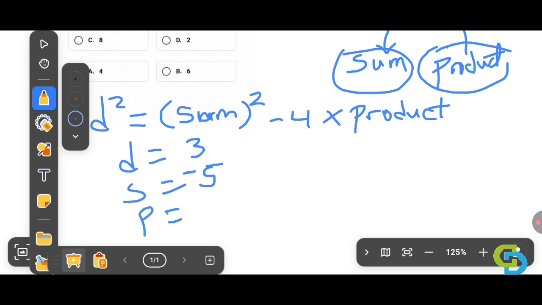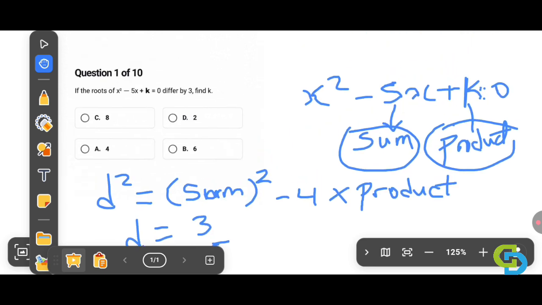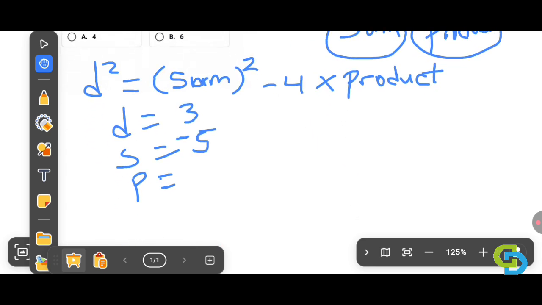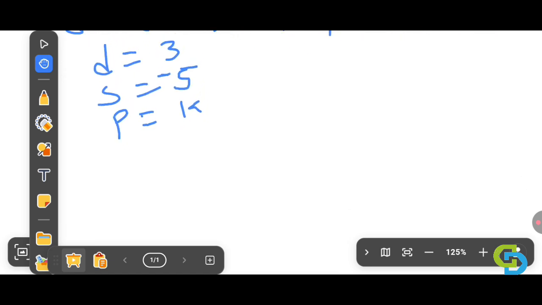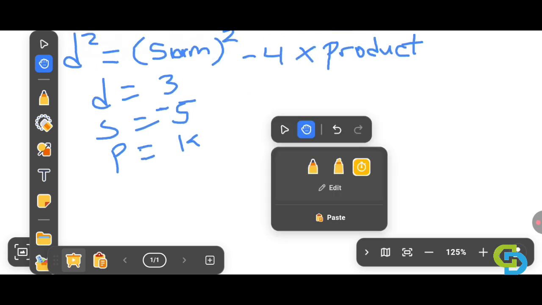Here we have minus 5, that's what we have there. So we can then move on. What is our product? Our product is k. We don't know our product, and that's what we're looking for. So k is p. We don't know what p is, and we're trying to find it. So we know that d is equal to 3, s is equal to minus 5, and p is equal to k.